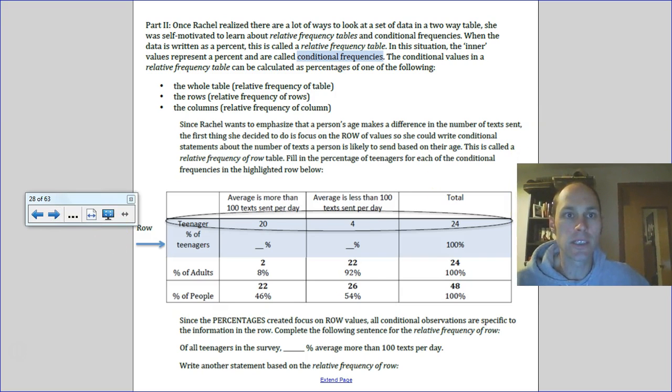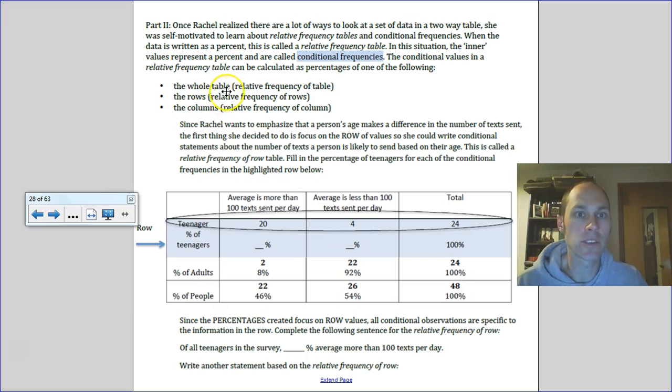So in part 2, it says once Rachel realized there are lots of ways to look at the sets of data in the two-way table, she was self-motivated to learn about relative frequency tables and conditional frequencies. When the data is written as a percent, this is called a relative frequency table. In this situation, the inner values representing a percent are called conditional frequencies. The conditional values in a relative frequency table can be calculated as percentages of one of the following.